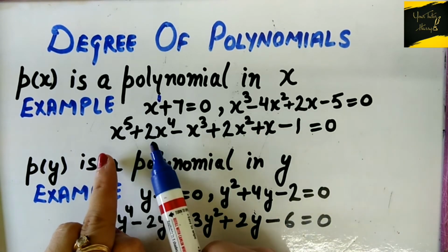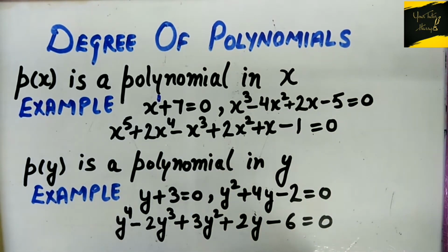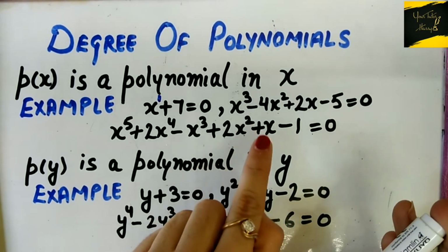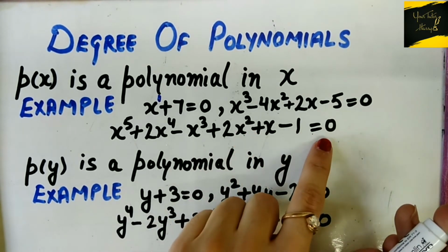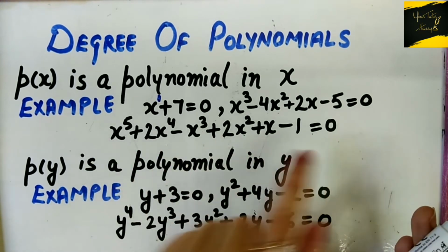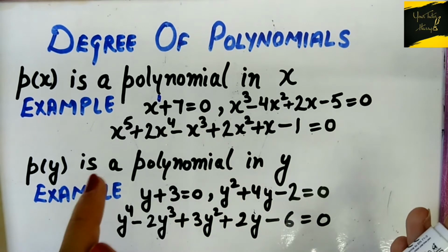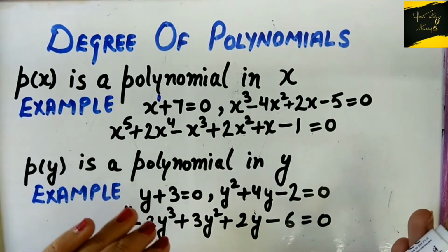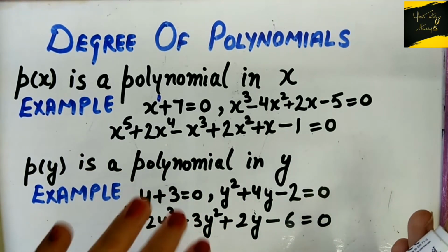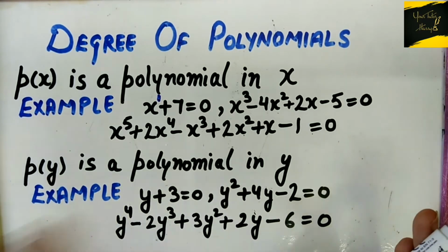x raised to power 5 plus 2x raised to power 4 minus x raised to power 3 plus 2x raised to power 2 plus x minus 1 is equal to 0. What is the highest degree here? x raised to power 5. 5 is the highest degree for this polynomial. So let's move towards the polynomial which contains all the equations in y form.